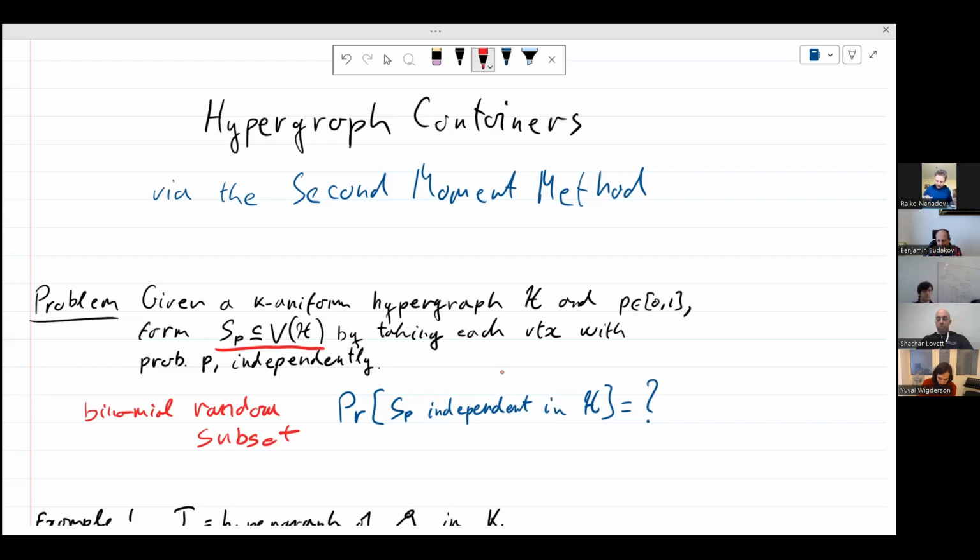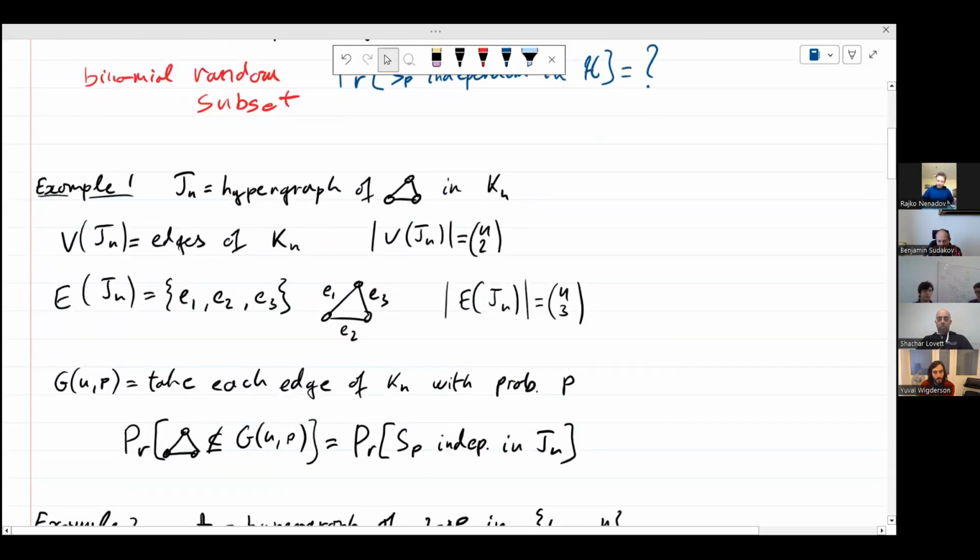So that's the general question, and let's look at a couple of examples just to convince you that this rather abstract question encodes many interesting cases. For example, we can take our hypergraph H to be the hypergraph of triangles in the complete graph on n vertices. I'm going to form the hypergraph as follows. The edges of the complete graph K_n are going to be the vertices of my hypergraph, so I have n choose 2 many vertices. And 3 vertices in this hypergraph form a hyperedge, so it's a 3-uniform hypergraph, if the corresponding 3 edges in K_n form a triangle. So the number of hyperedges in this T_n is the same as the number of triangles in K_n, which is n choose 3.